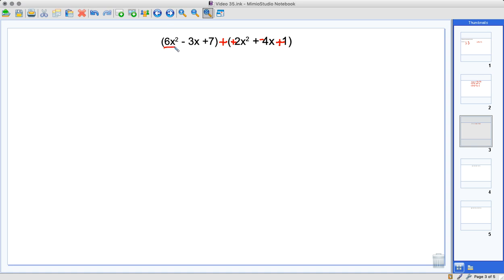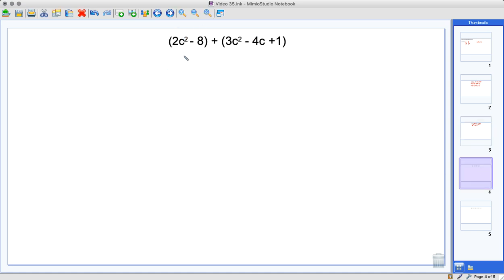So then I've got 6x squared plus 2x squared is 8x squared. I've got a minus 3x plus a negative 4x. So a negative and a negative is going to be a bigger negative. And then I've got plus 7 plus 1, which would be plus 8. Then we always want to check and make sure that our answers go in decreasing order of our exponents.